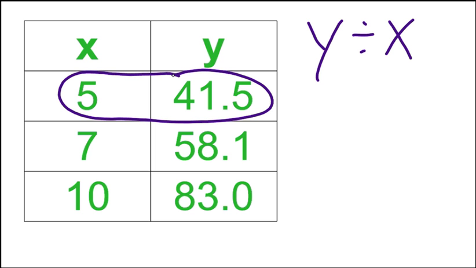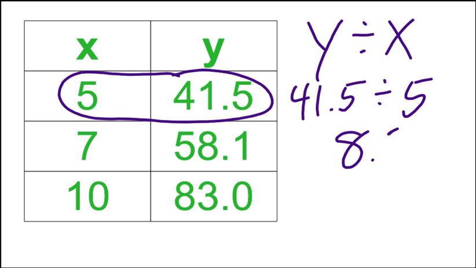So in this case, with that first one, we got 41.5 divided by 5. The majority of the time, these will be calculator active problems. So you can go ahead and use the calculator to figure it out. When we divide, you would get 8.3 in this case.